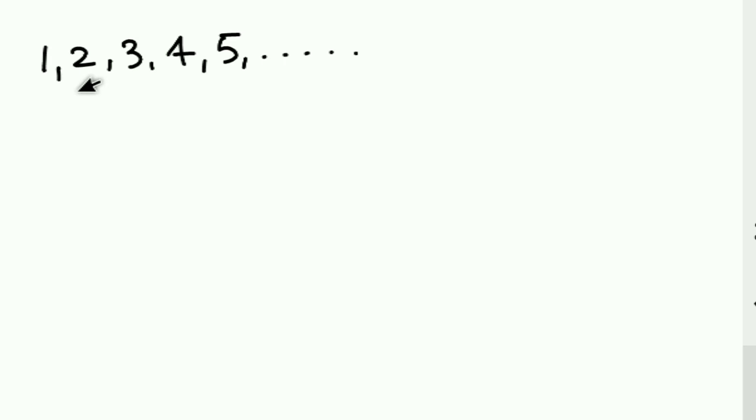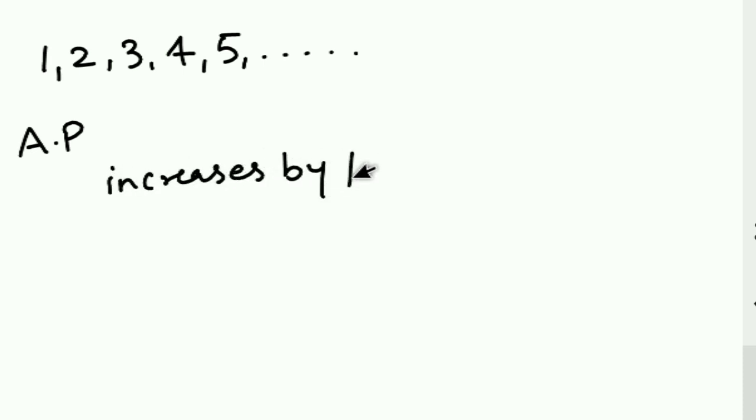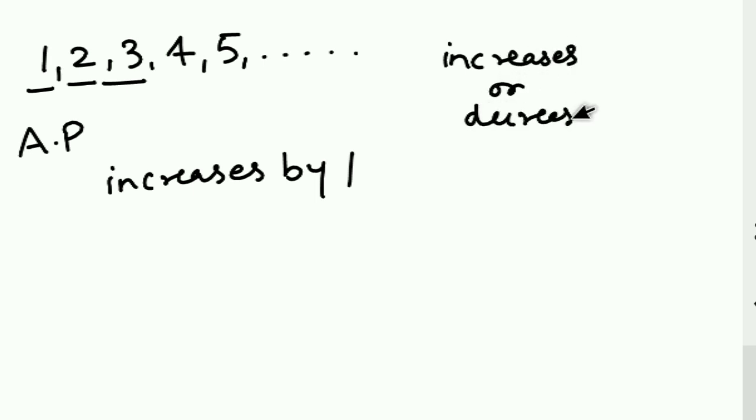I have taken a sequence here that is an AP. This AP increases by 1. You can see that elements are increasing by 1. This is 1, and then 1 plus 1 is 2, then 2 plus 1 is 3. So this sequence is increasing by 1, and you can say that AP is a type of sequence that increases or decreases by the same amount.